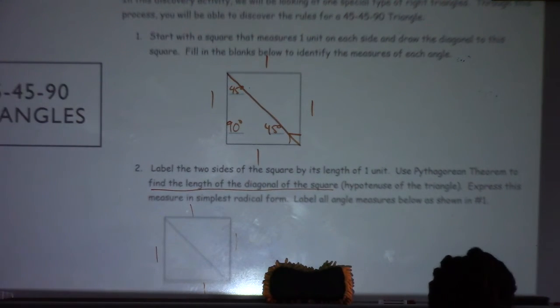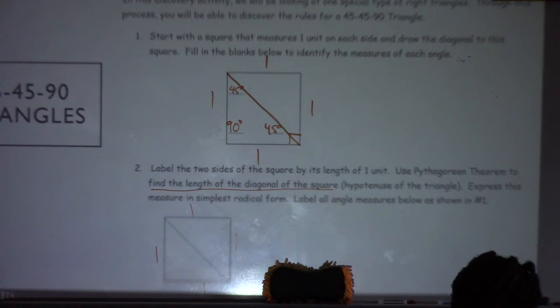Okay, Ari, how are we going to find the length of that diagonal? She doesn't know because she just got 45, 90. You don't have to know. It's not something I've taught you. Look at the directions.